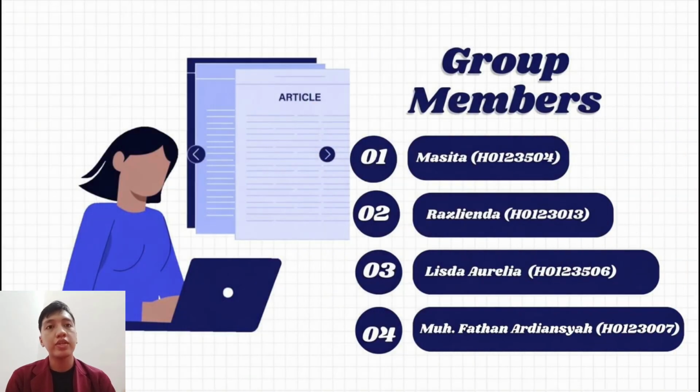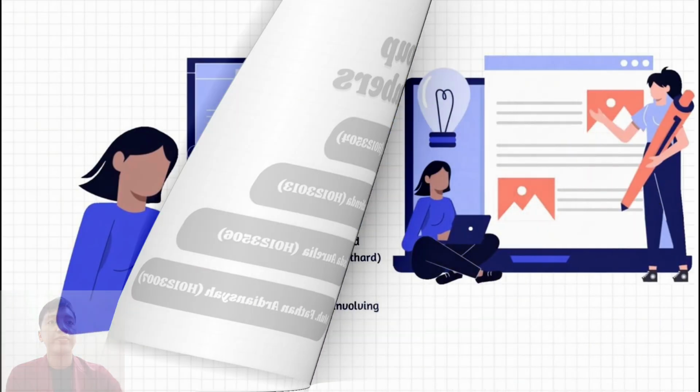So on this slide, you can see the members of our group. Our group consists of Masita as the first presenter, Razlienda as the second presenter, Lisda Aurelia as the third presenter, and me, myself, Muhammad Fathan Ardiansyah, as the moderator of this group. So each of us will explain different parts of the presentation. So the first material will be explained by Masita as the first presenter. So I would like to hand over the time to you.